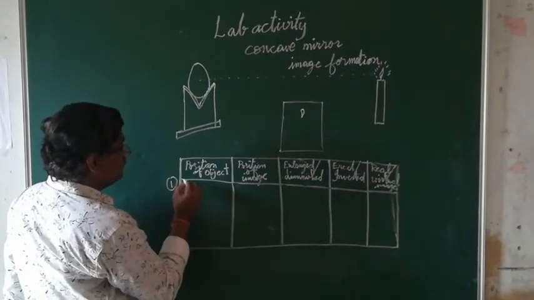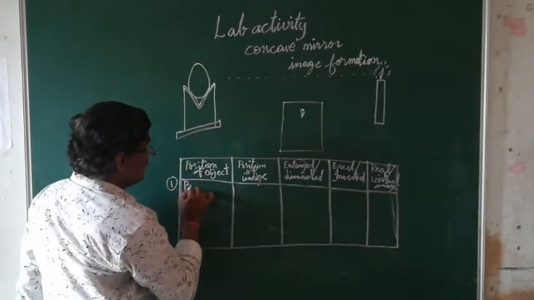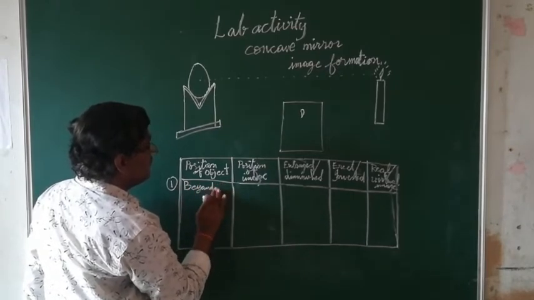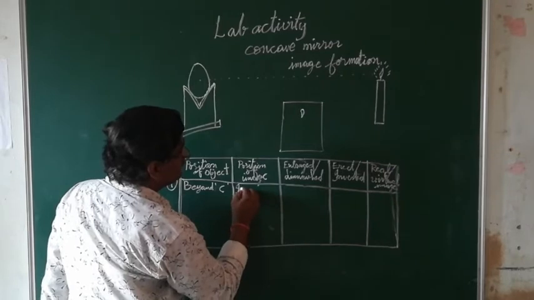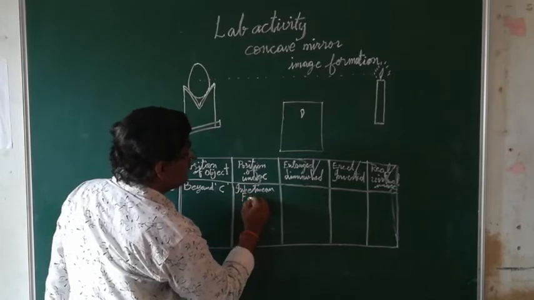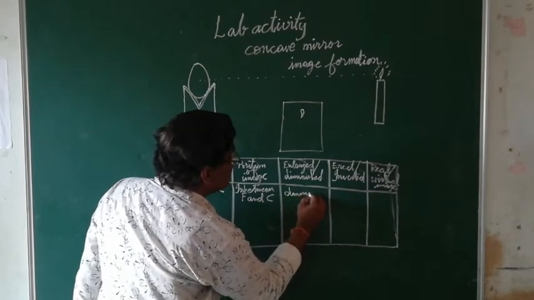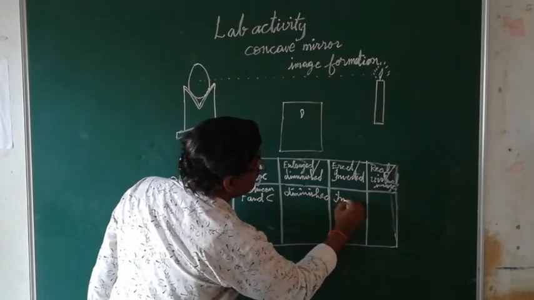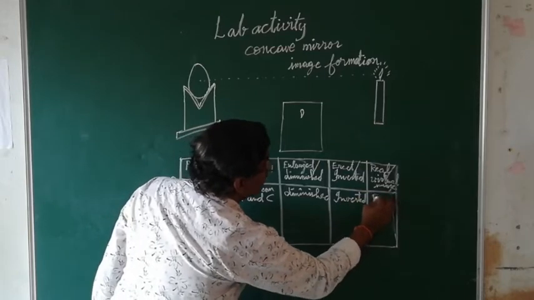In the first position, we are keeping our object, that is our lighted candle, beyond C. That time we can get the image in between F and C, diminished, inverted and real.